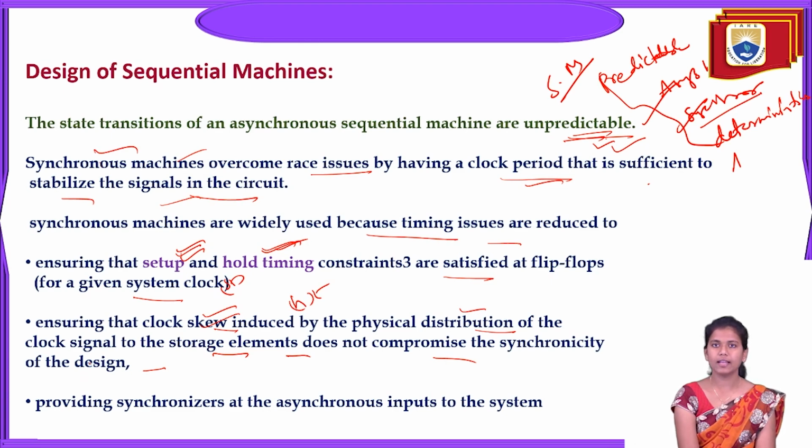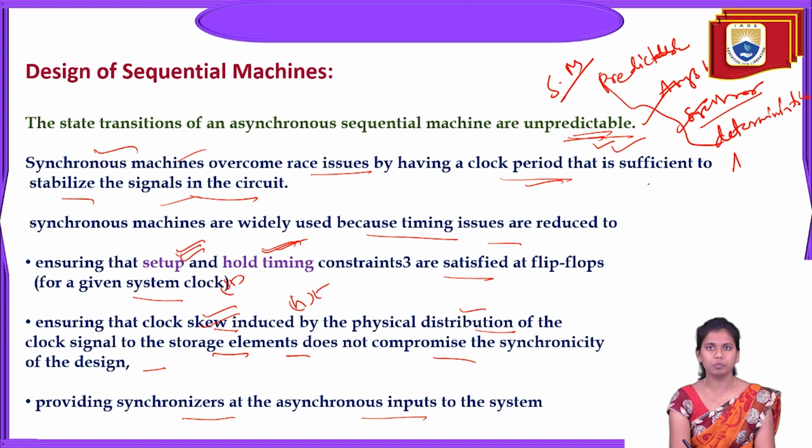So we say that the output is ensured with respect to the prescribed signal, and it is achieved with respect to the common clock signal, by providing synchronizers at the synchronous inputs to the system. Sometimes we may see an asynchronous output. Though we are giving a proper signal synchronously with respect to the different time constraints, sometimes we see an asynchronous output.